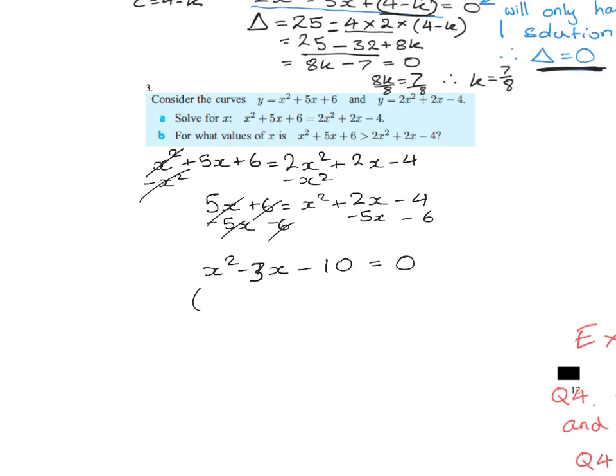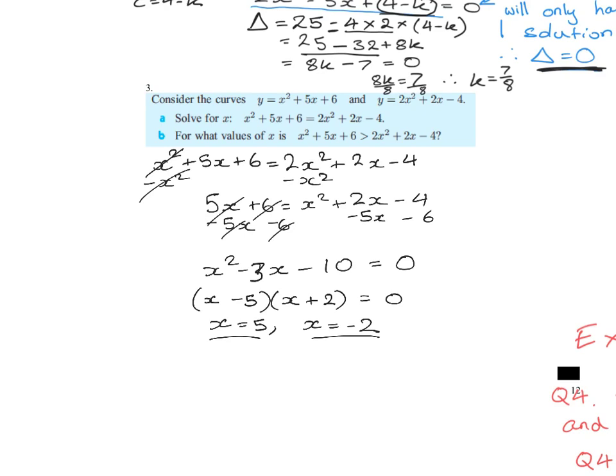Okay, so that would have a factorization of x minus 5 times x plus 2. So x equals 5 and x equals negative 2. So they're the points of intersection of those two parabolas. That's not what A asks. It just asks you to solve the equation, but hopefully you know that they're the x values of the points of intersection of those two parabolas.